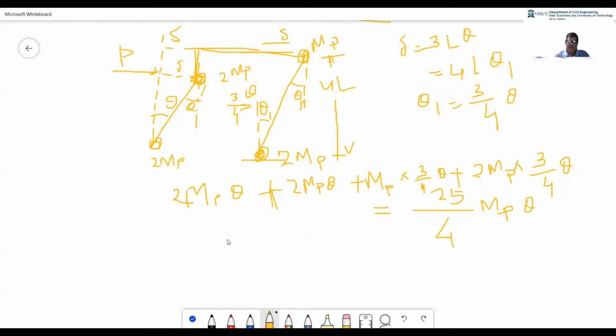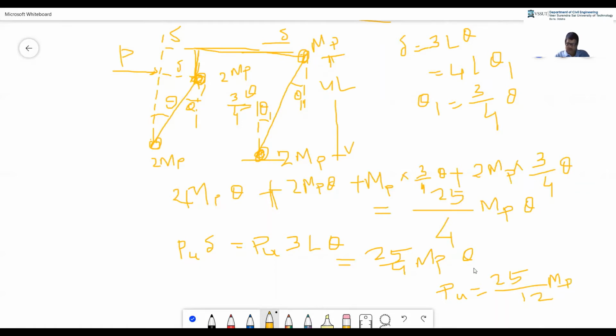What is the external work done? P into delta. External work done is P into delta. Delta is equal to 3L theta, as seen from the figure. So I'll combine these things. This is equal to 25 by 4 MP theta. Theta theta cancel. So P will be equal to 25 by 12 MP.